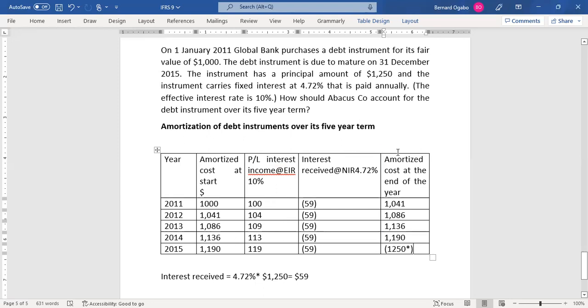If they ask you what's the carrying value of the financial asset at the end of year 3, it is 1,136. Beginning of year 3 is 1,086, which is like saying the end of year 2. So simply, that is how to account for a financial asset at amortized cost. This will close the series on financial instruments at this level. We could be looking at hedge accounting and other parts of it, and derivatives, as we proceed.